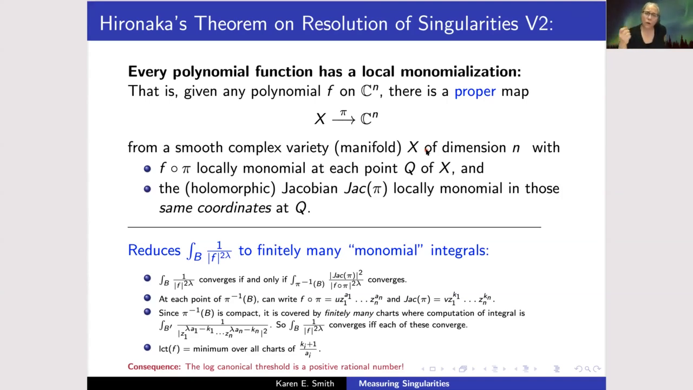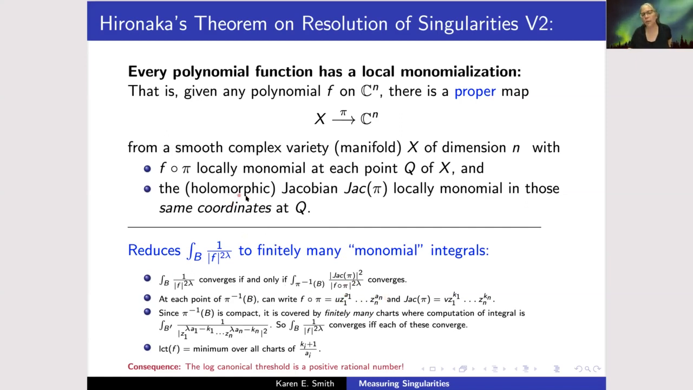But Hironaka's theorem on local monomialization tells us even more. It tells us not only can I locally monomialize the function f, I can also locally monomialize the Jacobian of this map we wrote down, pi. Because you remember when we want to compute the integral of any function, we try to pull back and do it on some other space. If you've taught Calc 3 lately, you remember that you need to multiply by the Jacobian. The Jacobian of the map comes into that procedure.